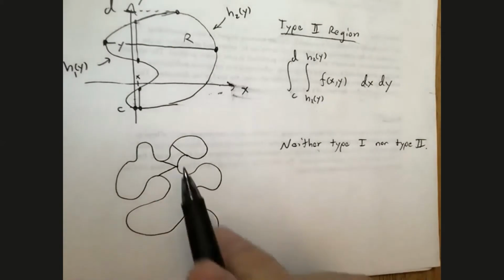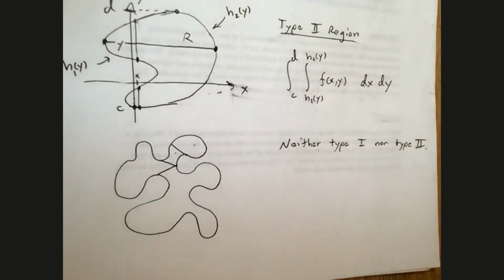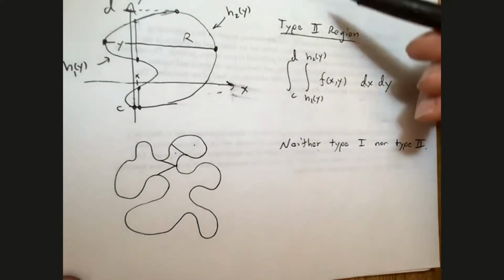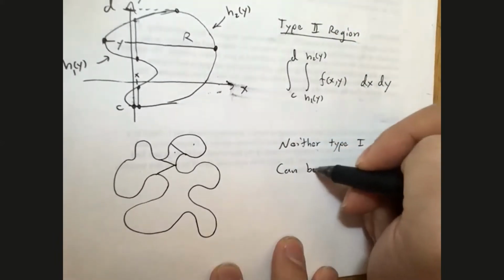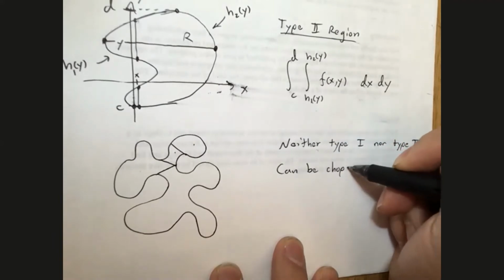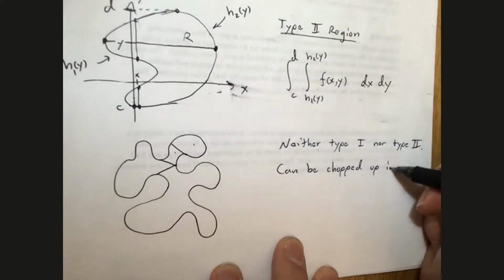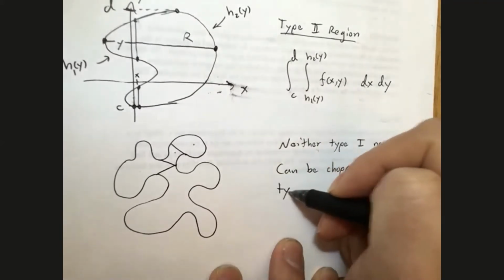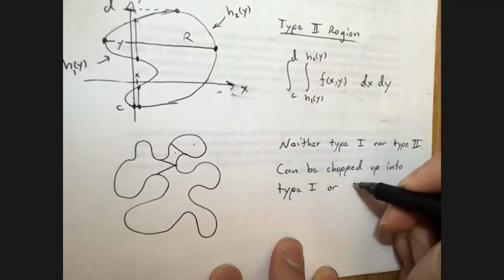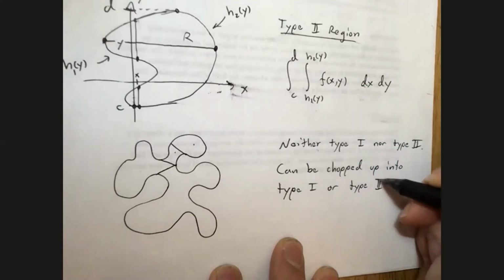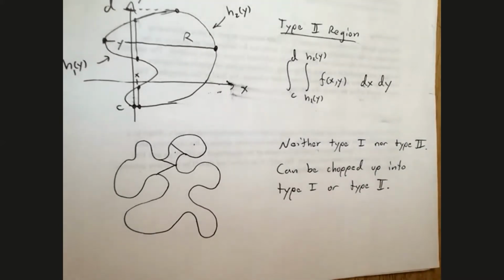And what I'm doing is I'm chopping it up into smaller regions where each one of these regions is going to be either a type 1 or type 2. And so by chopping it up, you could actually still use the methods that we had up here to sort out the integral. So it can be chopped up into type 1 or type 2 regions. Okay, so you could still do the integral. You just have to break it up into pieces. It's going to be a little bit tedious, but it's totally doable.